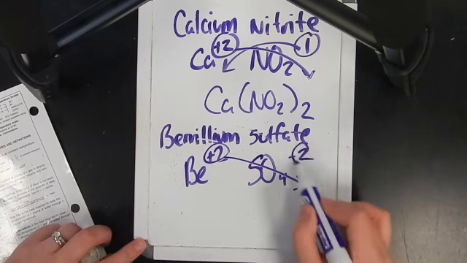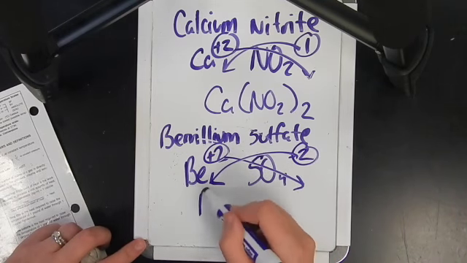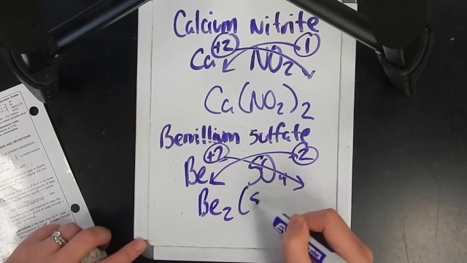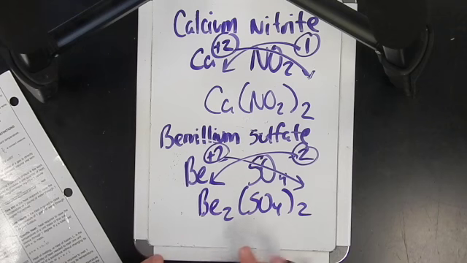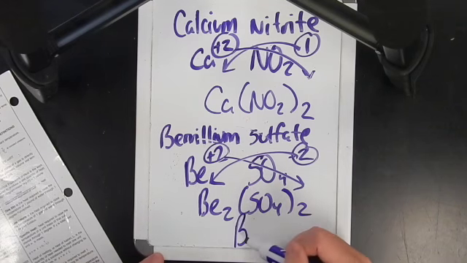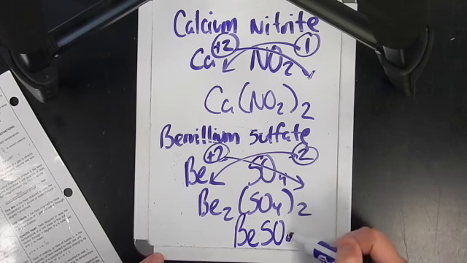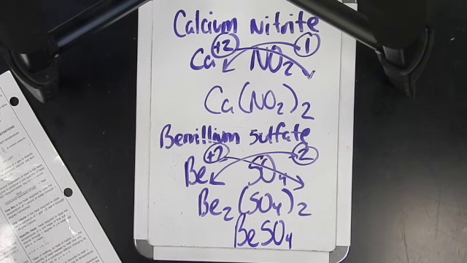So we crisscross. That 2 goes with SO4. That 2 goes with Be. So it'll be Be2, SO4, 2. But we have 2 Be's and we have 2 SO4, so we can simplify that and just put Be, SO4.